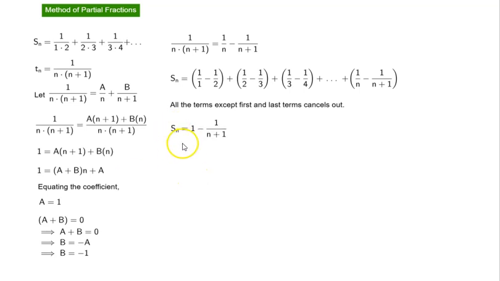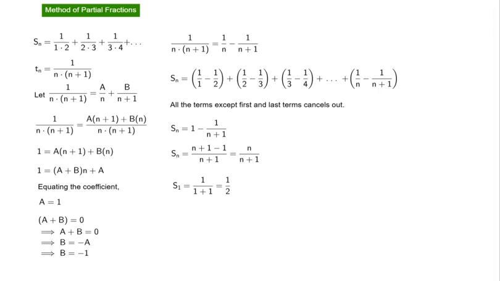And we have S sub n is equal to 1 minus 1 by n plus 1. Combining them, we get n plus 1 minus 1 by n plus 1, which is n by n plus 1. So this is the formula for finding the sum of n terms in this series. So let's verify with S sub 1. S sub 1 is equal to 1 by 1 plus 1, that is 1 by 2.